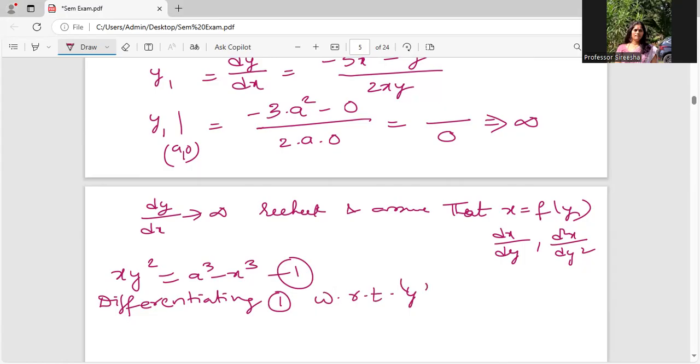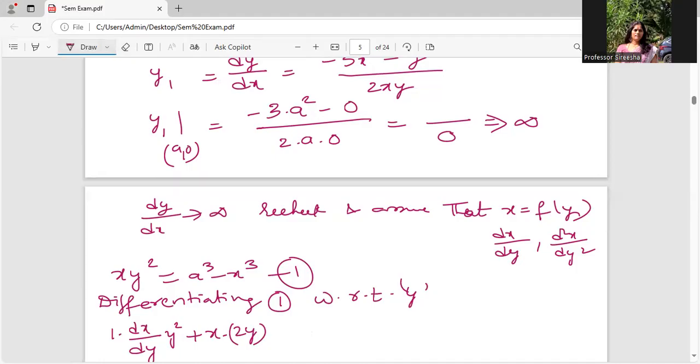So what do I get? Again I'll be using the UV rule, but here dy by dy would be 1, and dx by dy would be my x1. So the derivative of x is 1 times dx by dy, and it doesn't vanish. Here x is as it is, the derivative of y squared is 2y, and then dy by dy would be 1, so if I don't write it, it's fine. The derivative of y with respect to y is 1 only. So I need not write the dy by dy term, but I have to write the dx by dy term. I hope I'm clear.